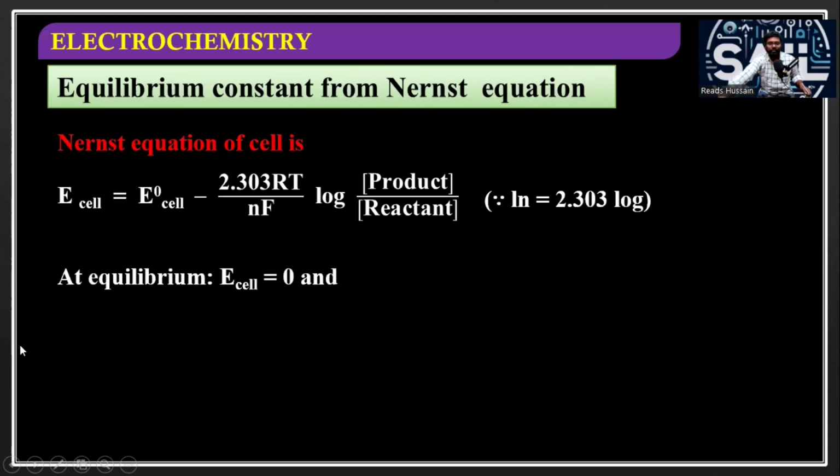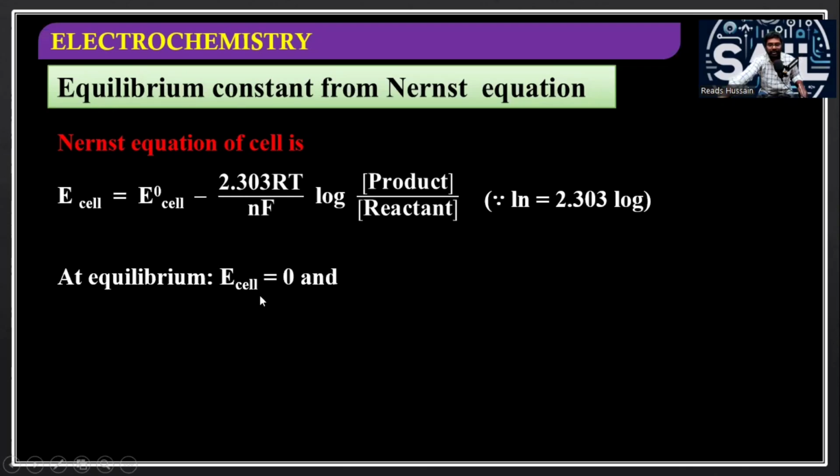At equilibrium, see, we are considering the equilibrium condition. What is the meaning of equilibrium? Equilibrium state. You might have studied it in 11th class. For reversible reactions, when the rate of forward reaction is equal to the rate of backward reaction, such reactions are called equilibrium reactions. That state is called the equilibrium state.